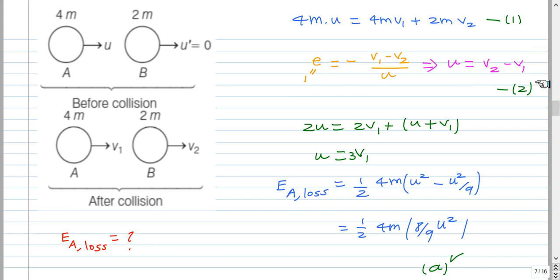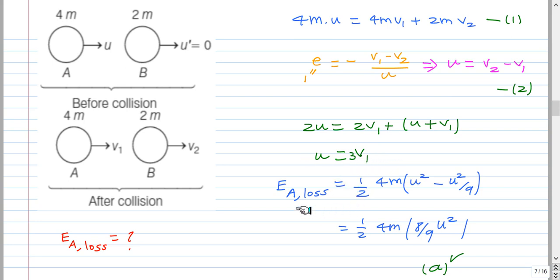So we have two equations in two unknowns. The unknowns are v1 and v2, and we have to find v1. v2 I can write as u plus v1. From the first equation, I get 2u equal to 2v1 plus u plus v1, after cancelling 2m on both left and right side. From this, I get u as 3v1, or v1 is u by 3.